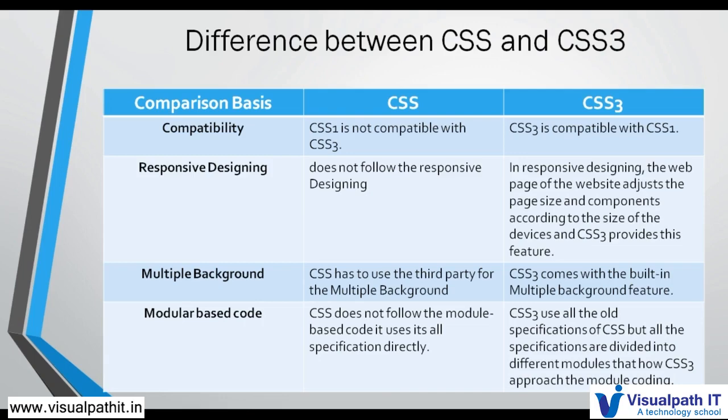Now, going next, multiple backgrounds. CSS has to use a third party for multiple backgrounds, but in CSS3 we can use the multiple background feature by itself. Then modular based code: CSS does not follow modular based code. It uses all its specification in one direction, but CSS3 uses all the old specifications of CSS, with all the specifications divided into different modules. That's how CSS3 approaches modular coding.